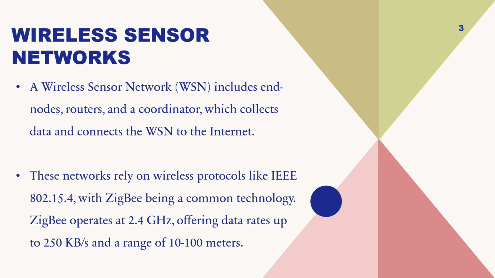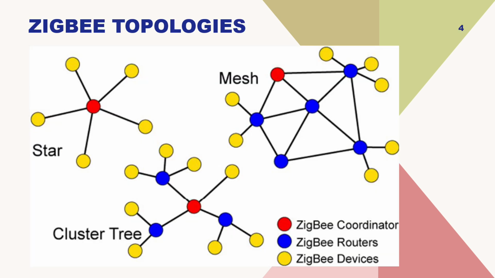A Zigbee network can be considered as the best example for a wireless sensor network. Zigbee follows the IEEE 802.15.4 standard and operates in the 2.4 GHz band, and it offers a data rate of up to 250 kilobytes per second and operates up to a range of 100 meters. These are the different Zigbee topologies that can be followed.